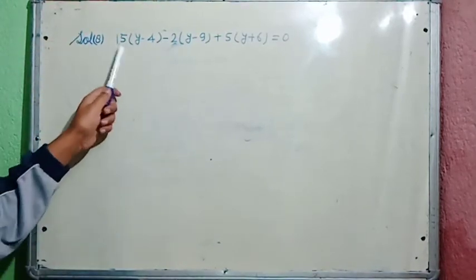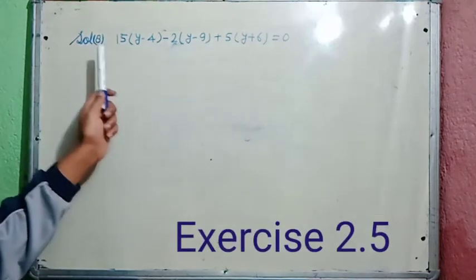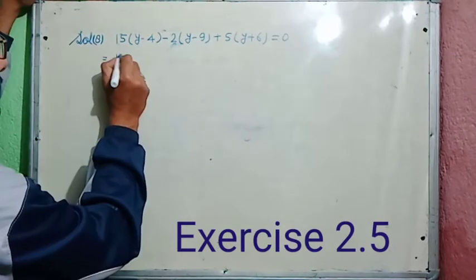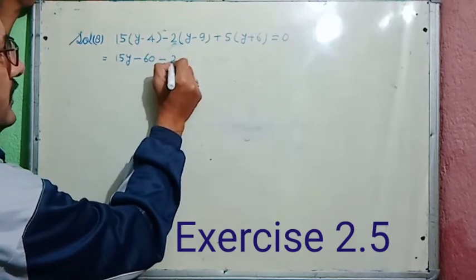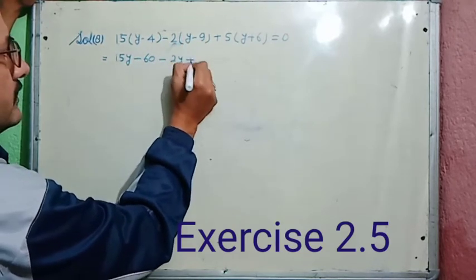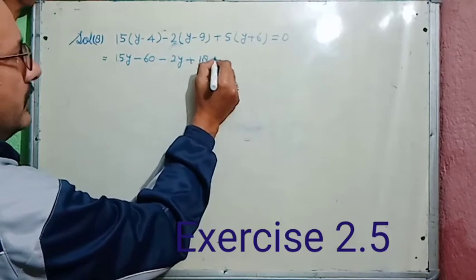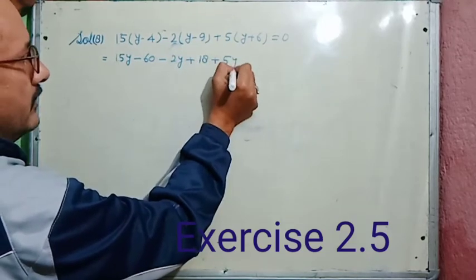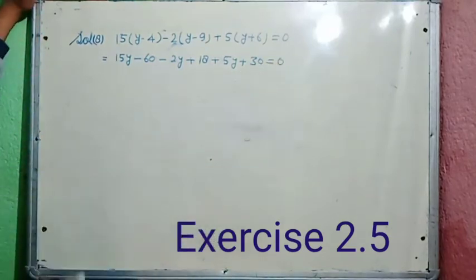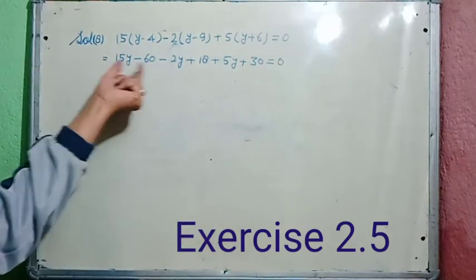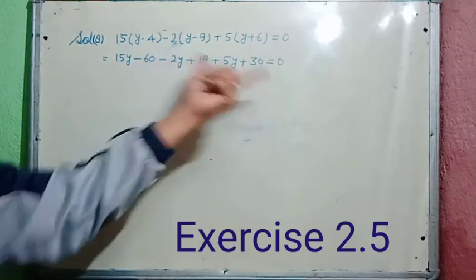You can see here, this is our equation. 15y minus 6t minus 2 into y, 2y minus minus plus 9 to 18 plus 5y plus 5 6 30 is equal to 0. देखिए अब आपको दिख रहा है वेरिएबल अलग अलग दिखने लग गए हैं और कांस्टेंट अलग अलग दिखने लग गए हैं ना.